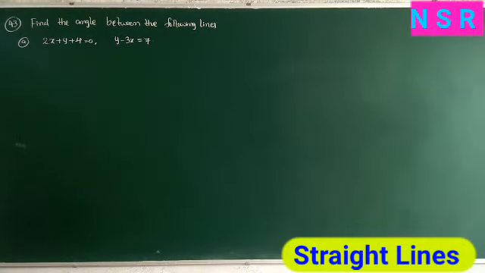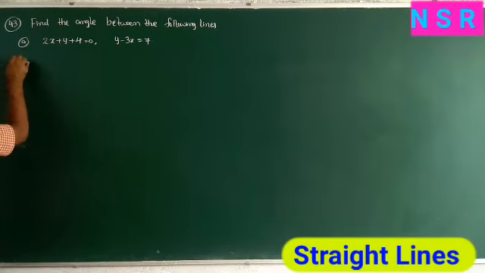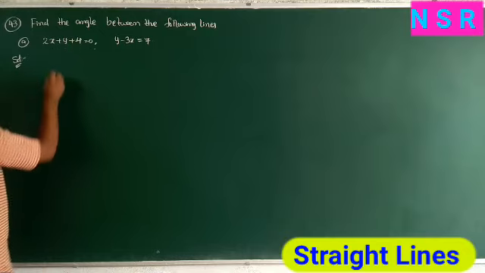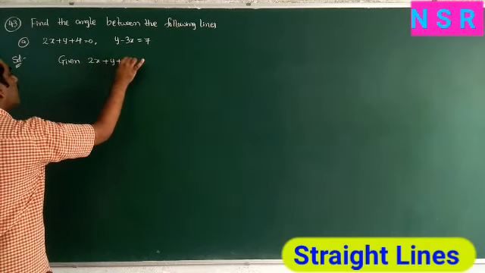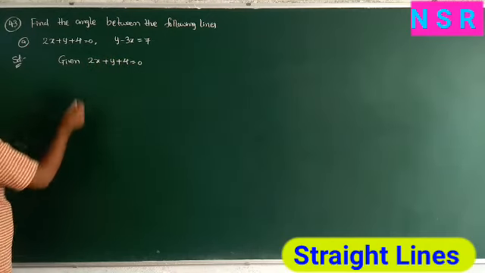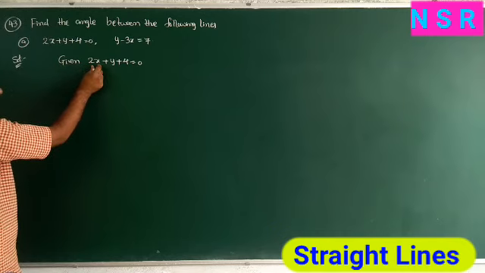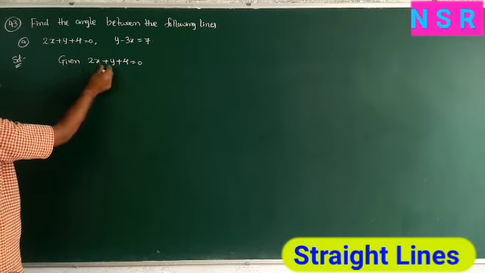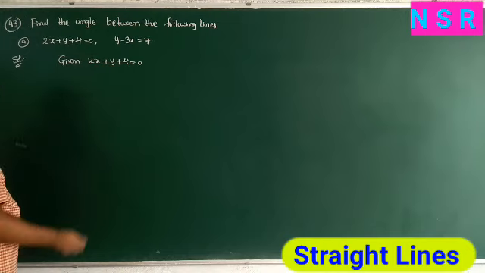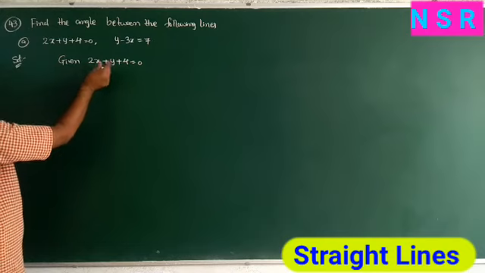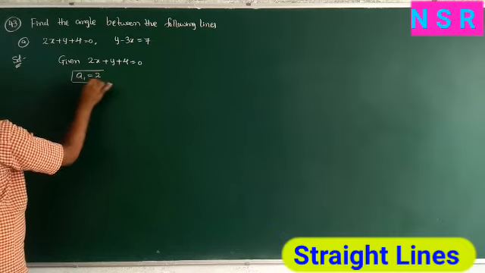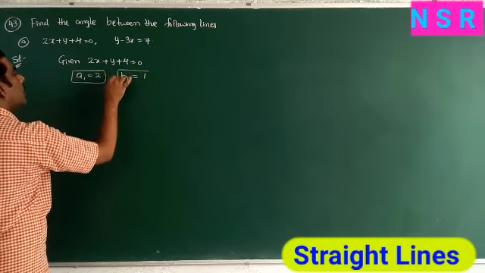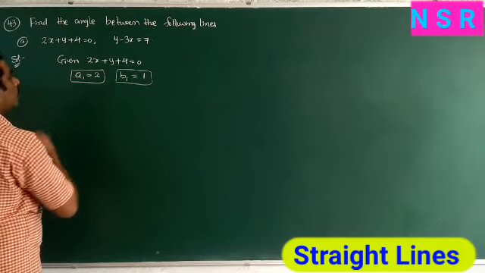Next, question number 43. Find the angle between the following lines. So here two straight lines are given; find the angle between these lines. The first line is 2x + y + 4 = 0. So this line compare with a1x + b1y + c1 = 0. So here a1 = 2 and b1 = 1. No need to write the c1 value.